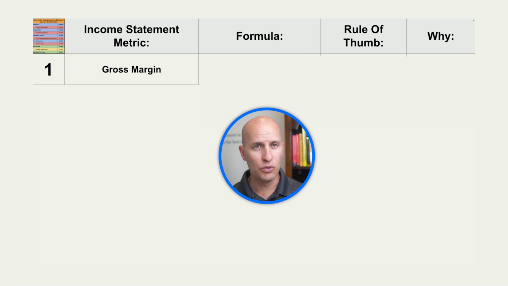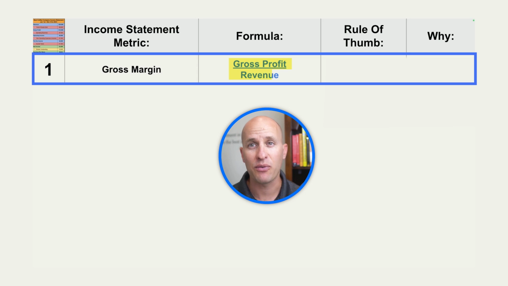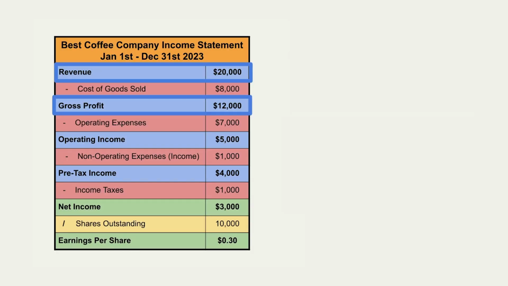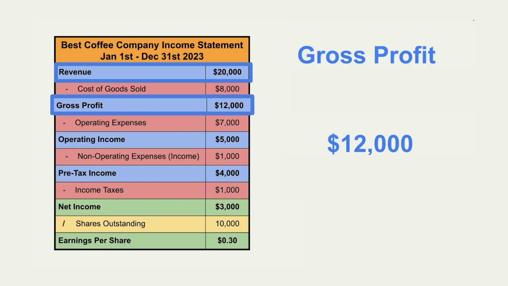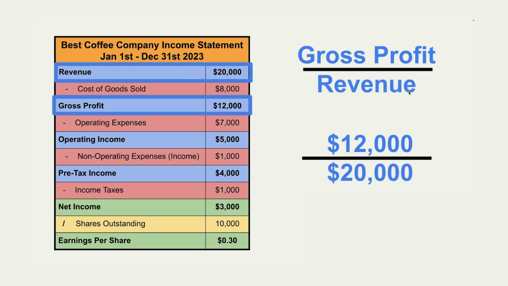Let's get going. Rule of thumb number 1 relates to a company's gross margin. This is found by taking a company's gross profit and dividing by revenue. Warren Buffett wants this number to consistently be above 40% because it indicates to him that a company has pricing power. Here is a sample income statement, and what we do is we take the company's gross profit of $12,000, we divide it by the company's revenue of $20,000, and this company has a gross margin of 60%, which is well above Warren Buffett's threshold of 40%.